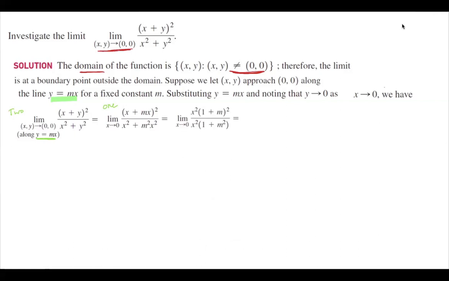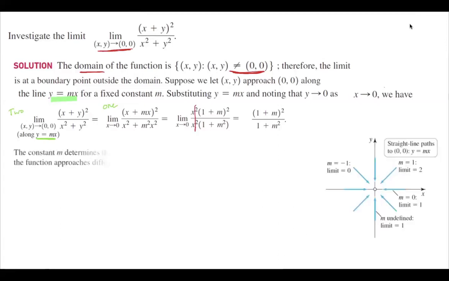We can factor out x squared. So when you factor out x squared, you end up with (1 plus m) to the second. On the denominator, also factor out x squared. You get 1 plus m squared, and x goes to 0. But here you can cancel out x squared and x squared. These are common factors, everybody. So here you have (1 plus m) squared divided by 1 plus m squared.